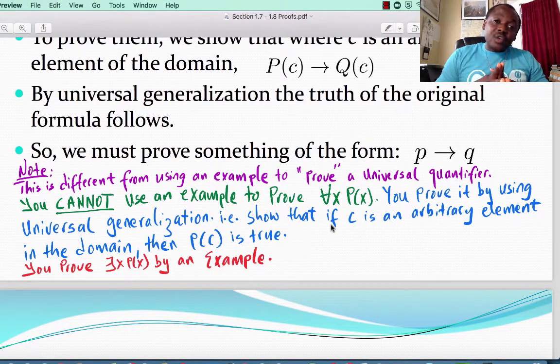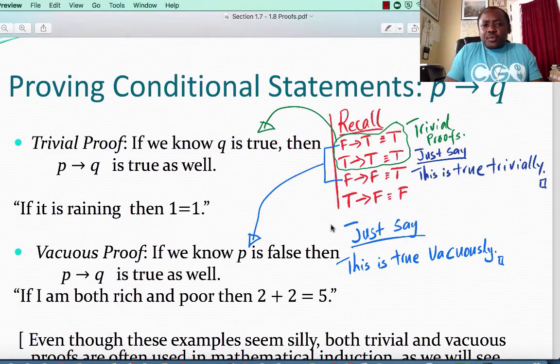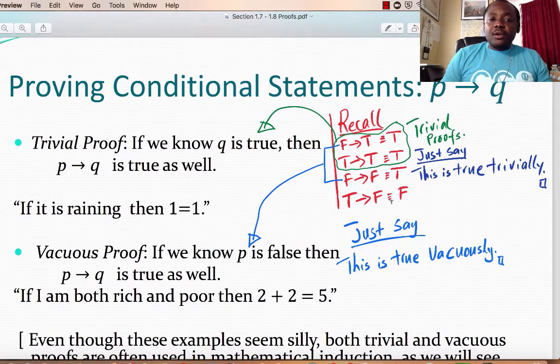On the other hand, when we look at the existential quantifier, all you have to do to prove an existential quantifier is to provide an example. But right now we are dealing with the universal quantifier, and you can only do that using the idea of universal generalization. Let's look at a couple of proofs. Number one, trivial proofs, and number two, vacuous proofs, and then we would look at what is known as direct proofs. And in all of these, we are proving the conditional statement P implies Q.